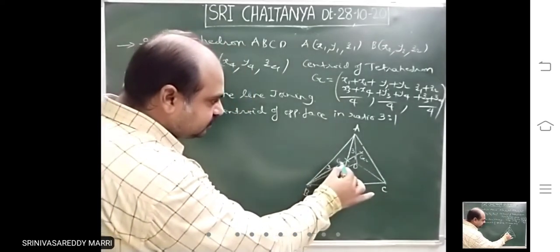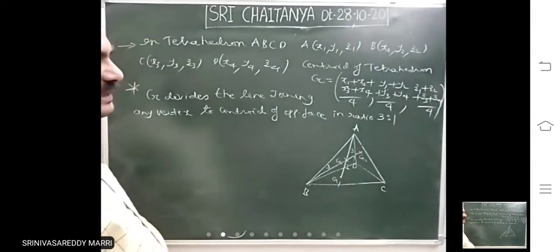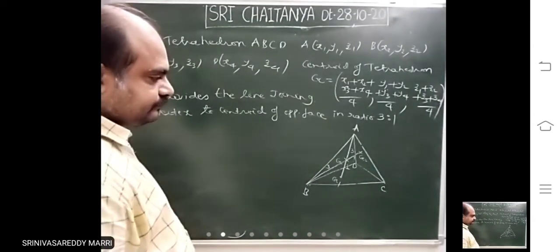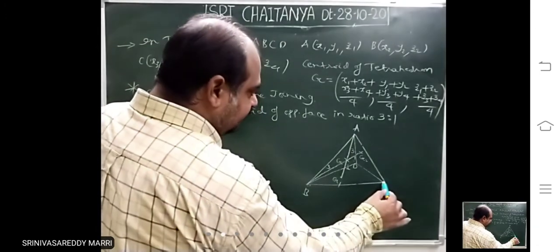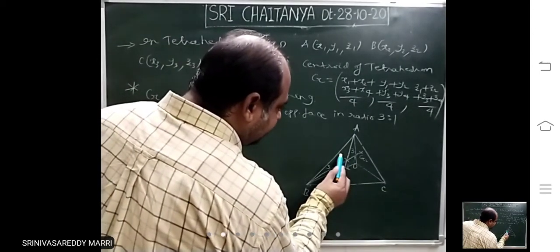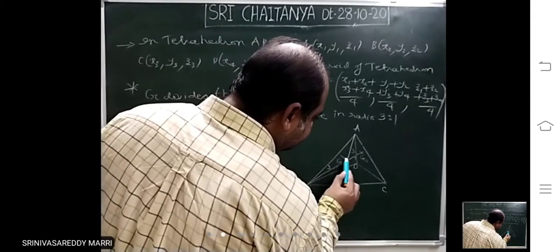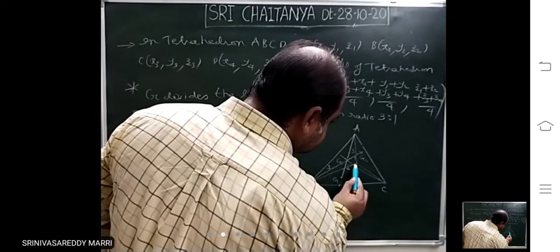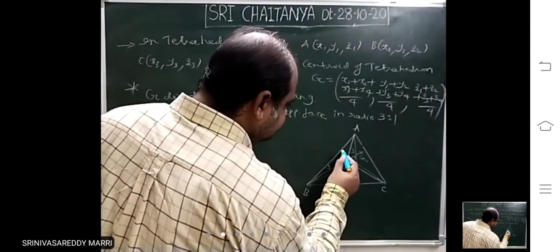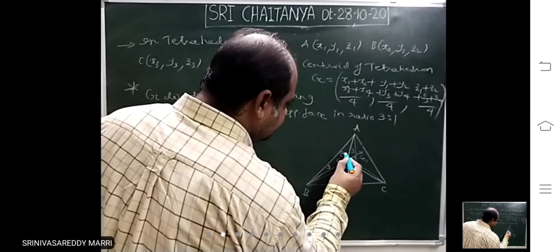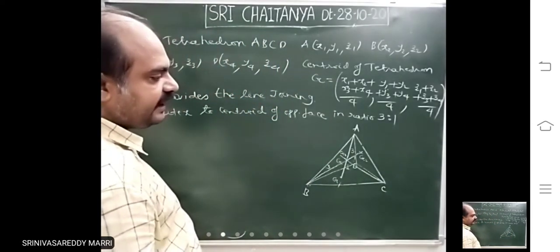BG is to GG2, that is 3 is to 1. Similarly, if you take C and join to the centroid, let us say centroid is here. This is centroid. If we join this like this, let us say this is G3. Like that, all these lines will meet at a point.